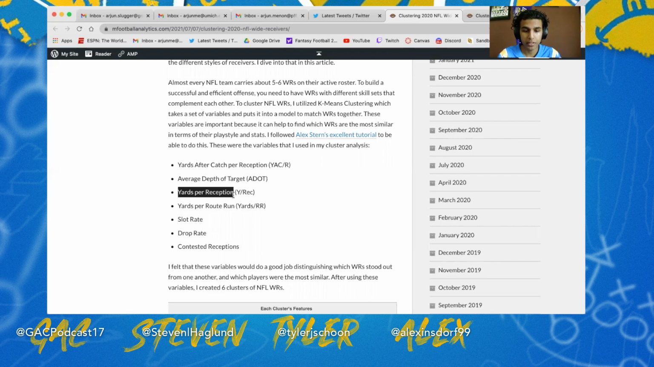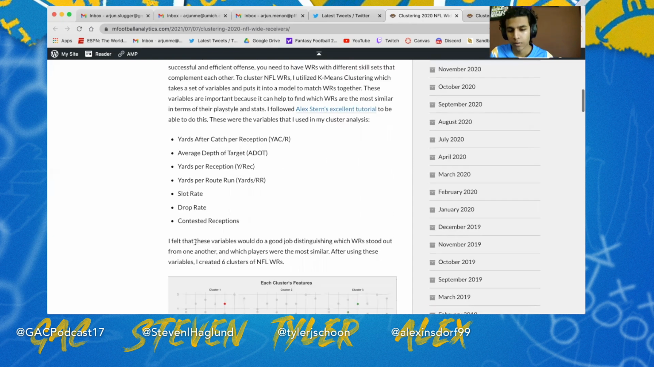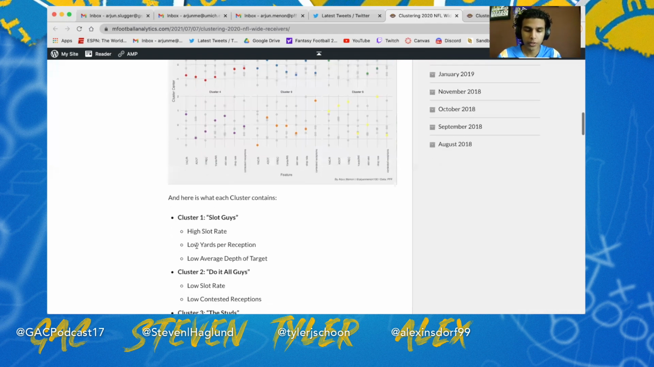Yards per reception. This could be a guy that just takes the top off the defense, or just is a good receiver in general. Yards per route run. I think this is one of the best metrics to evaluate wide receiver, running back, and tight end efficiency. Slot rate, to help differentiate which receivers are mainly slot receivers. Drop rate, which receivers have the best hands and are reliable to throw to on a consistent basis. And then contested reception, like your Mike Williams, right? So I'm just going to go over the clusters quick with you guys.